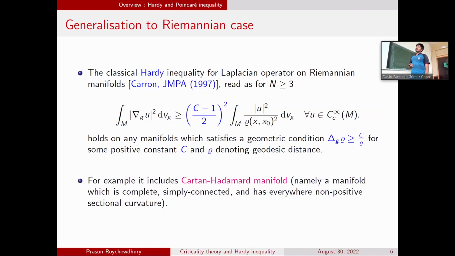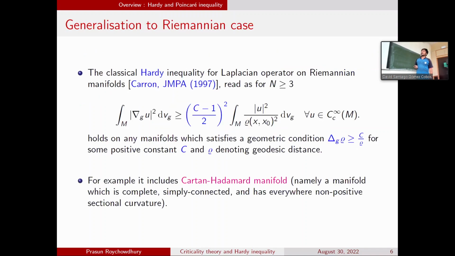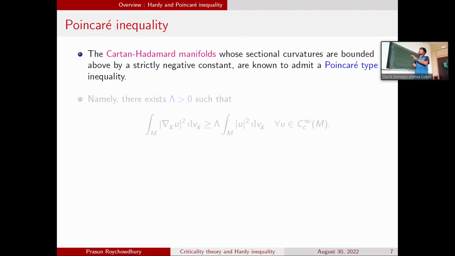Okay, and what are other examples which satisfy this kind of criterion? Another example is the so-called Cartan-Hadamard manifold, which has everywhere non-positive sectional curvature and is complete and simply connected. So there are other examples. Now let me give some details about the Poincare inequality. Consider a Cartan-Hadamard manifold whose sectional curvature is bounded above by a strictly negative constant. For those kinds of manifolds, we know the Poincare inequality holds.